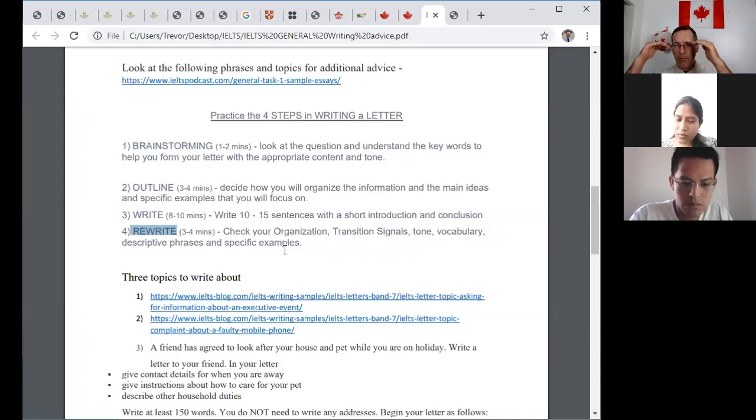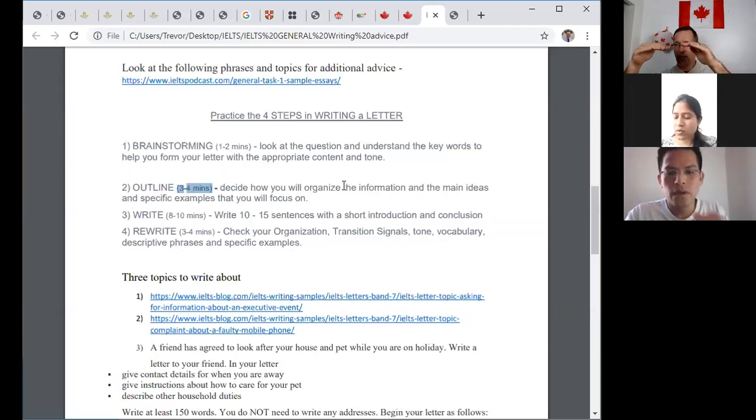So in this pattern or section, you don't have 10, 12 minutes just for each step. But in brainstorming, you just take 1 or 2 minutes, look at the question, look at the key words. What is this question asking you to write about? And that way you can then start to move to the next step. How am I going to organize my essay in an outline, or sorry, organize your letter? So this is where you'll think of 2 or 3 ideas.